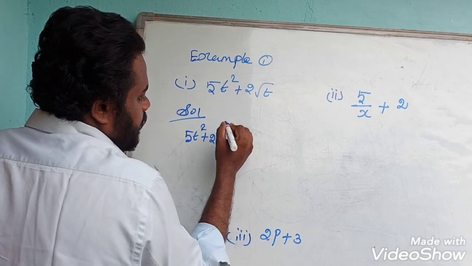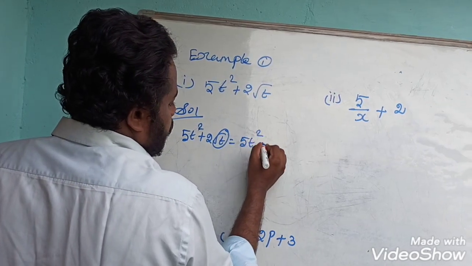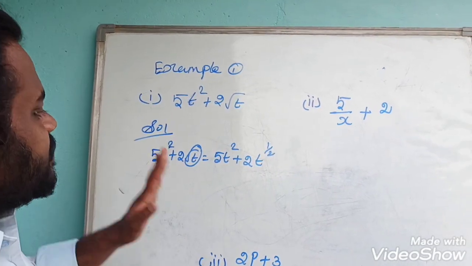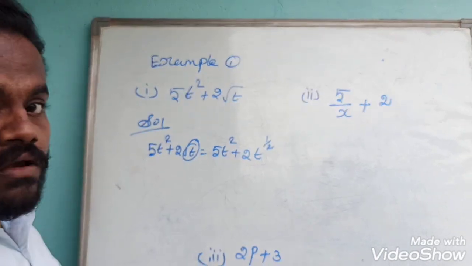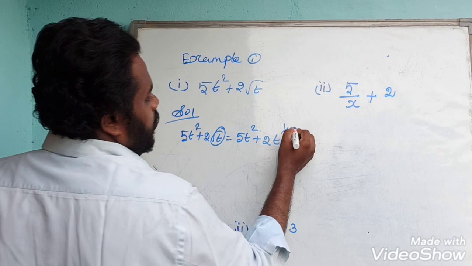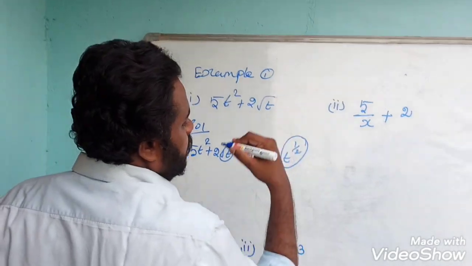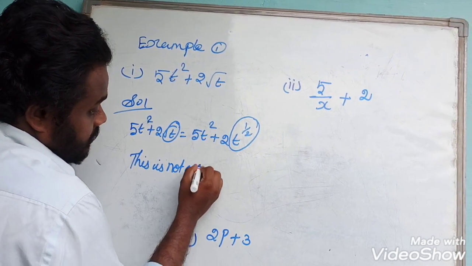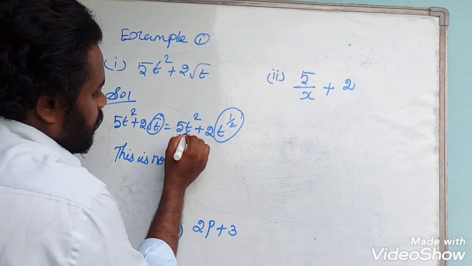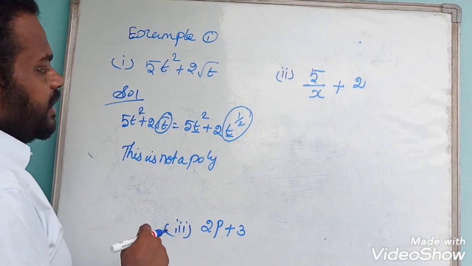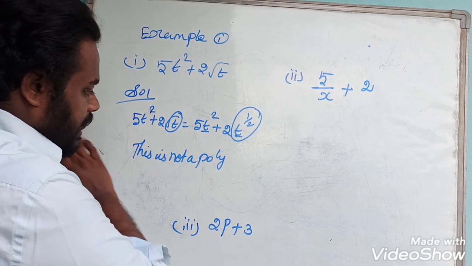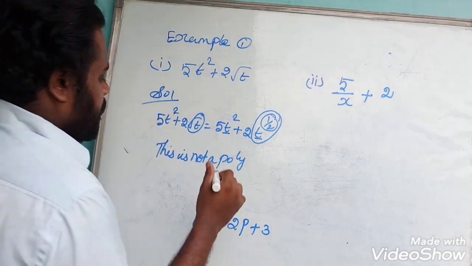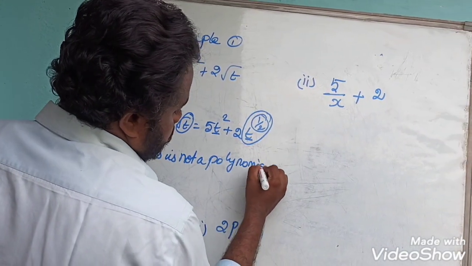This root t can be written in the form 5t square plus 2t power 1 by 2. Before, I told you the exponents of the given expression must always be whole numbers. Here one of the powers of t is not a whole number. So this is not a polynomial, because the condition is not satisfied, since the exponent is not a whole number.